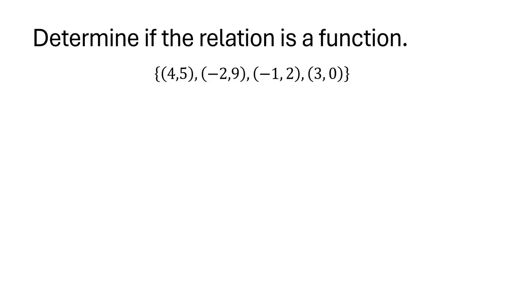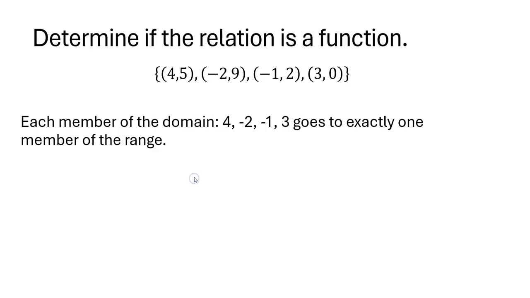Let's look at some ordered pairs. We want to determine if this relation, this set of ordered pairs, is a function. So we have the ordered pairs (4, 5), (-2, 9), (-1, 2), and (3, 0). Well, if you look at the domain 4, -2, -1, and 3, each one of those goes to exactly one member of the range. We know that because there are no repeated domain values.